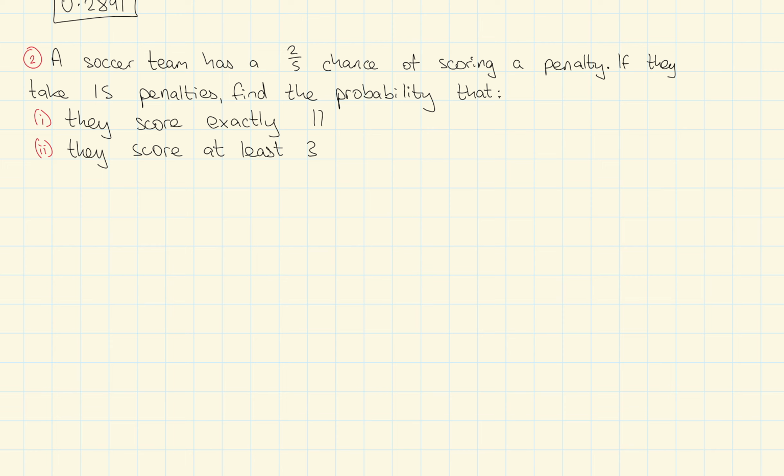And example 2 now, we're told a soccer team has a 2 in 5 chance of scoring a penalty. They're going to take 15 penalties. We've been given 2 questions here. So part 1, success is that they score, and then failure is if they miss, so 3/5. Okay, 15 penalties, exactly 11. So it'll be 15 choose 11. Success to the power of 11, and then failure, 11 and 4 will give me 15. So again, I'll put them into the calculator separately, but there's no need to do that on the day.